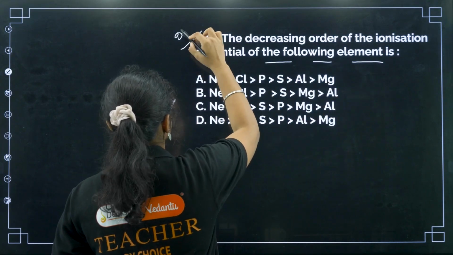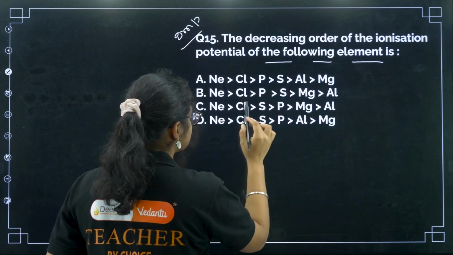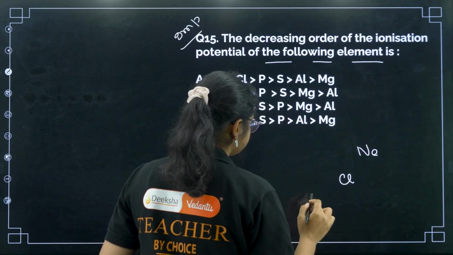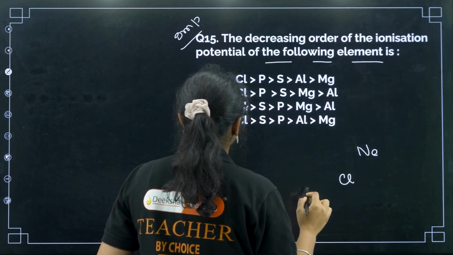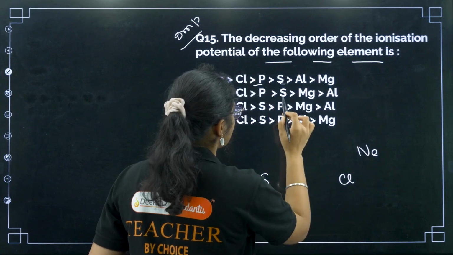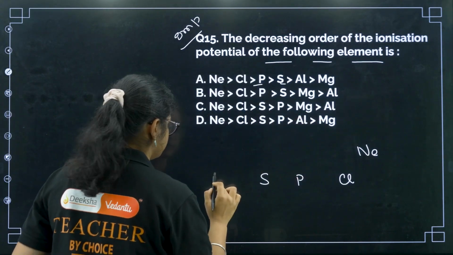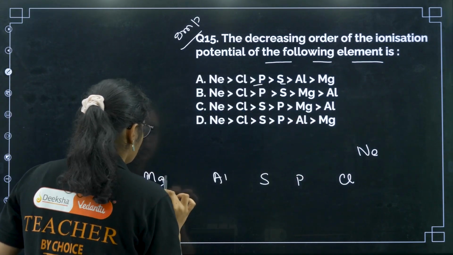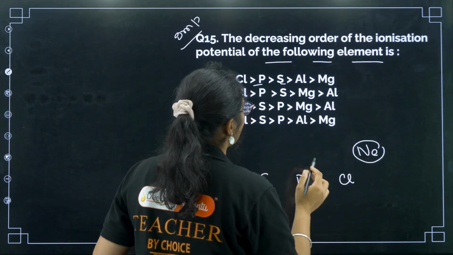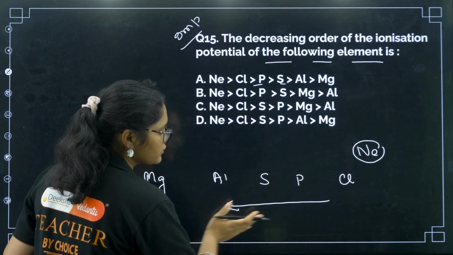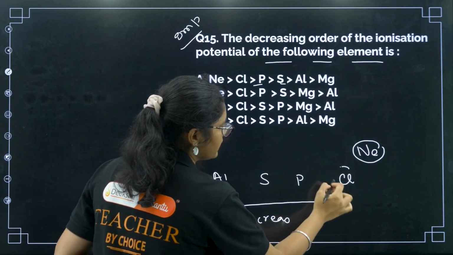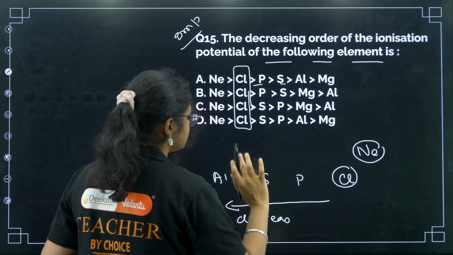Okay, this is an important question here. First let us note down the elements given. We have neon, chlorine, phosphorus, sulfur, aluminium and magnesium. Now, this is a noble gas, so its electronic configuration is stable and it will have the highest ionization potential. Along the period it increases, so this side it will decrease. That means chlorine should have the next highest ionization potential.